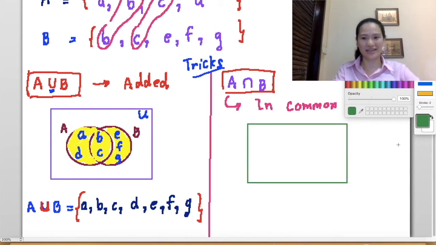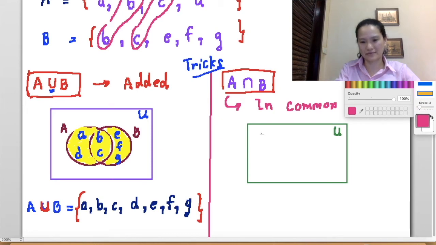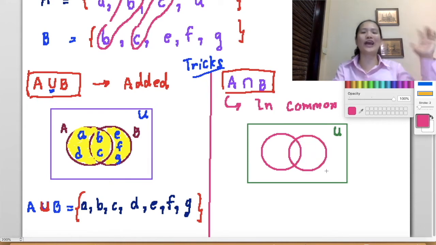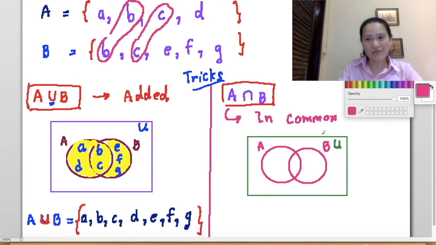Here is the universe. Right down here. Universe. And then I write down set A and set B. Set A here, set B here. Okay, now we got it. A and B. What is the same value? What is the same member between set A and set B?